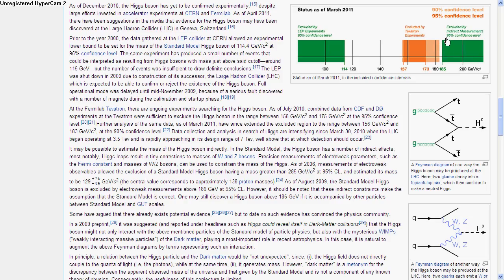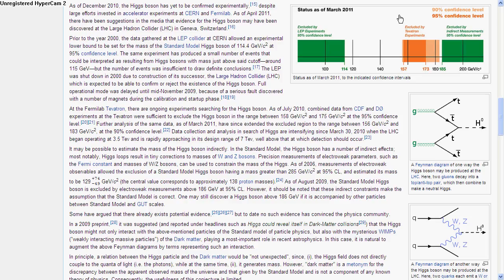And then indirect measurements here, it says that 185 giga-electron volts and above have been excluded with a 95% confidence level by indirect measurements. And so Tevatron has played its part. The Large Electron-Positron Collider has played its part. If you're wondering, a positron is an anti-electron. And indirect measurements, theoretical physicists have played their part.